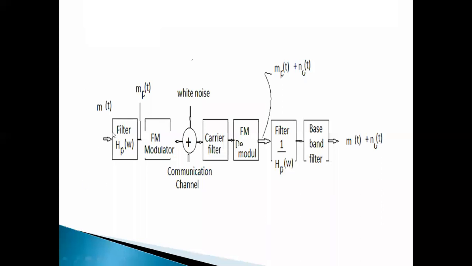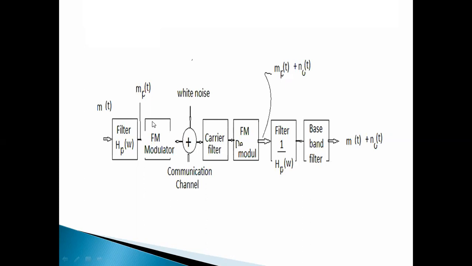So what you are doing is hypothetically increasing the signal level from M of T to MP of T at the pre-emphasis network, and at the de-emphasis network you deconvert from the MP of T signal back to the M of T signal. So this is the network service.